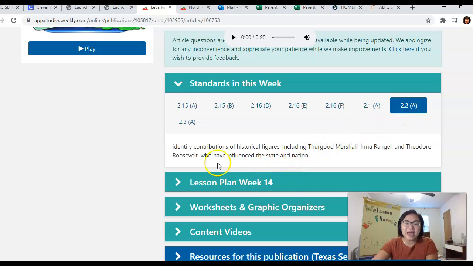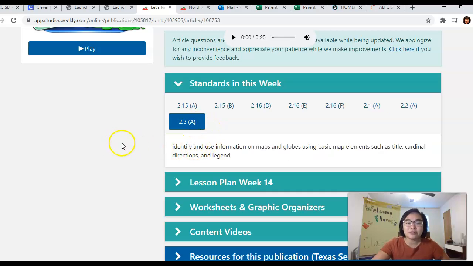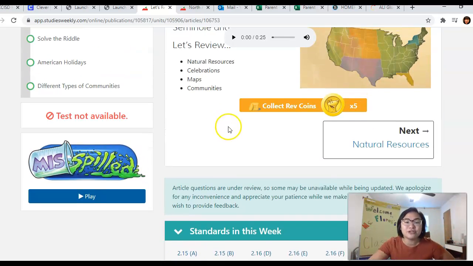And then 2.2a, identify contributions of historical figures. We're going to be looking at historical figures that we have already studied. For instance, famous explorers. And the last one is 2.3a, identify and use information on maps and globes, such as basic map elements such as titles, cardinal directions, and legends. And we are going to be looking at legends during this review. So this review is going to touch on a bunch of different topics that we've already covered, and I know that you are going to do great.